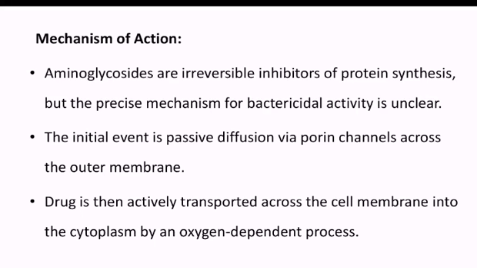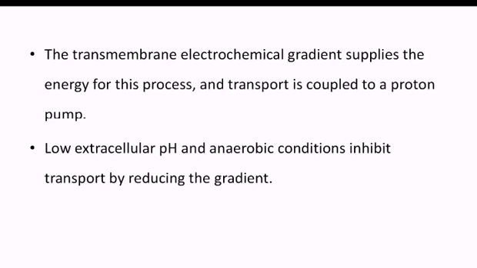Mechanism of action: aminoglycosides are irreversible inhibitors of protein synthesis, but the precise mechanism for bactericidal activity is unclear. The initial step is passive diffusion of an aminoglycoside via porin channels across the outer membrane of a bacterium. Then the drug is actively transported across the cell membrane into the cytoplasm by an oxygen-dependent process. The transmembrane electrochemical gradient supplies the energy for this process, and transport is coupled to a proton pump. So, low extracellular pH and anaerobic conditions inhibit transport by reducing the gradient.